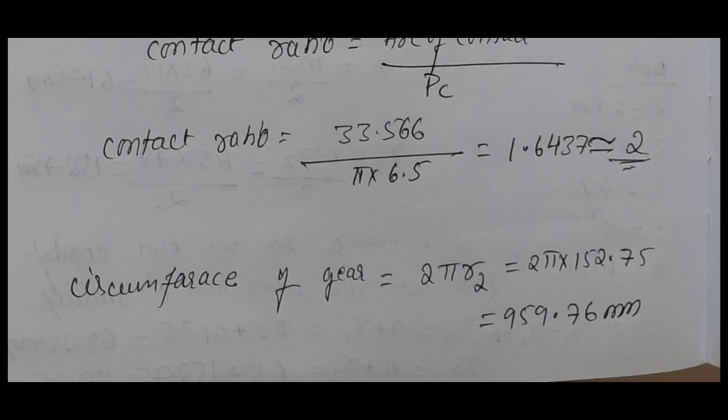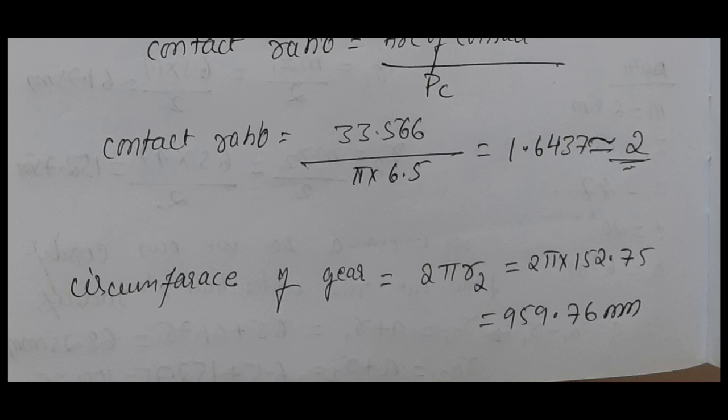Take the circumference. Circumference is what? Pi d we are going to call, or else 2 pi r. Twice the radius will become diameter. Circumference of the bigger gear is what? The 47 is Z2. R2 is how much? R2 is equal to m z2 divided by 2. We come to know that it is 152.75. Substitute the value: 2 into pi into 152.75. By doing the calculation, we will come to know that it is 959.76 millimeter. That is the length of the gear, or else the circumference of the gear.